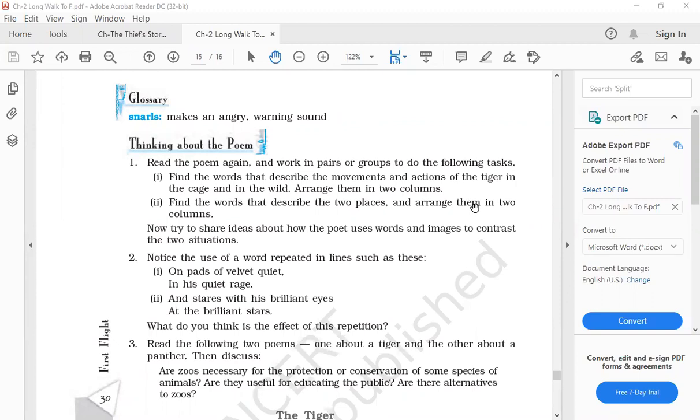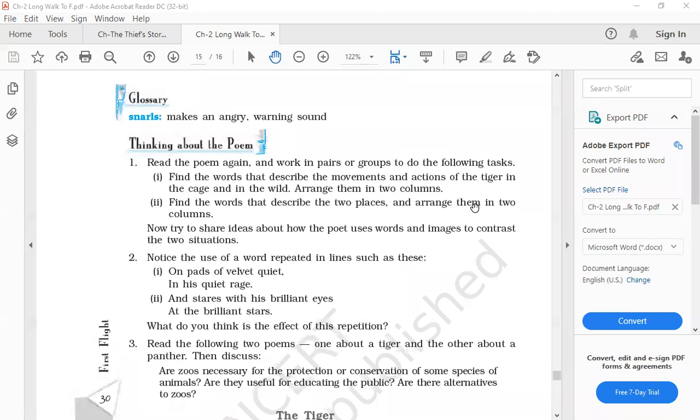We know about the usage of poetic devices, why poets use these devices. So what is the effect created here? The word quiet appears twice, in velvet quiet and quiet rage. What is the poetic device used here? Tell me the poetic device, which one is it? Very good, no one is responding today. Repetition. Yes, it is repetition of the word quiet. And oxymoron is there with the words quiet rage, right?